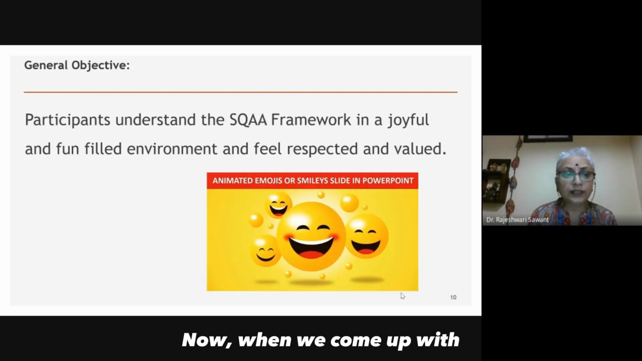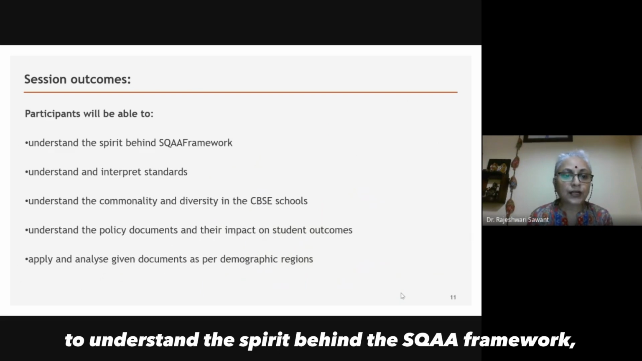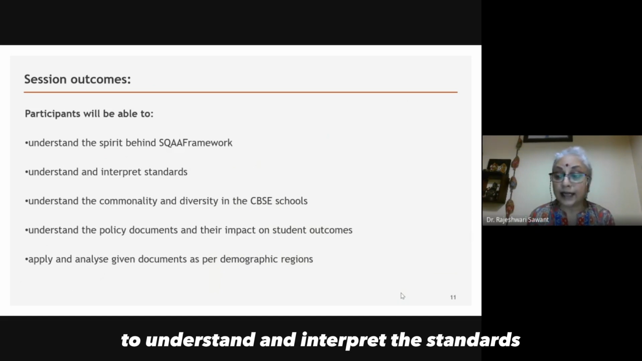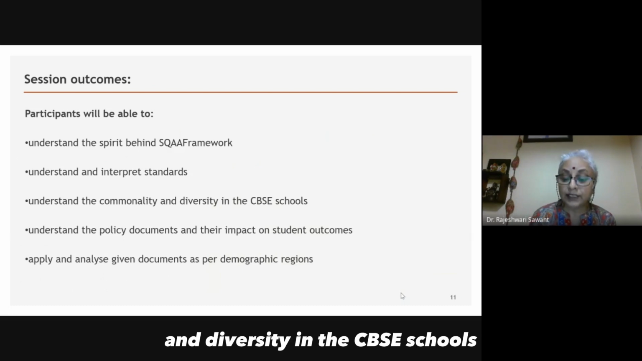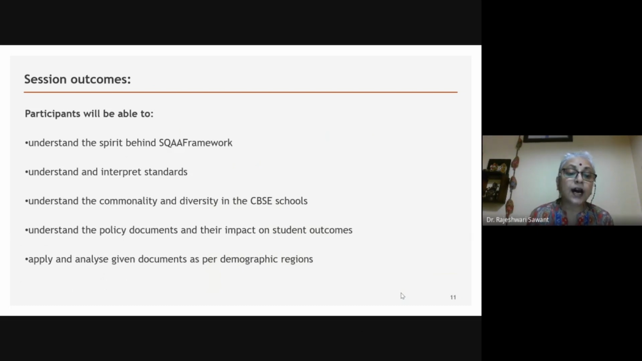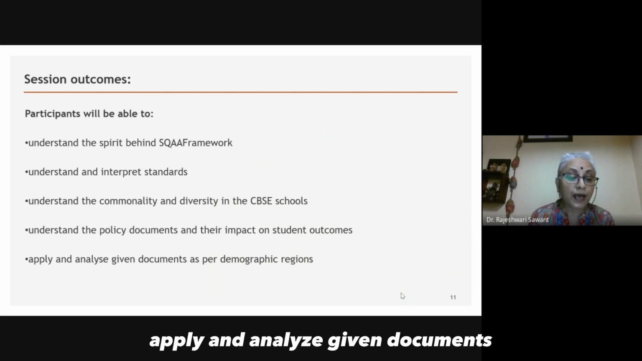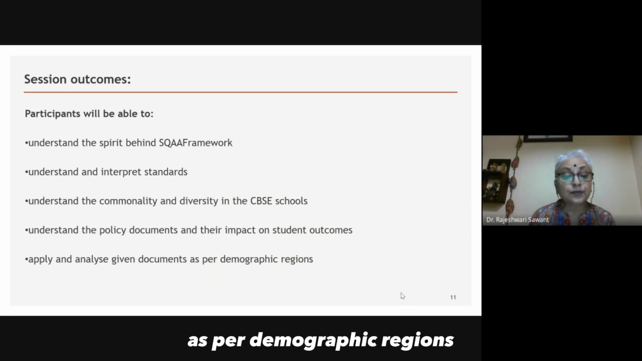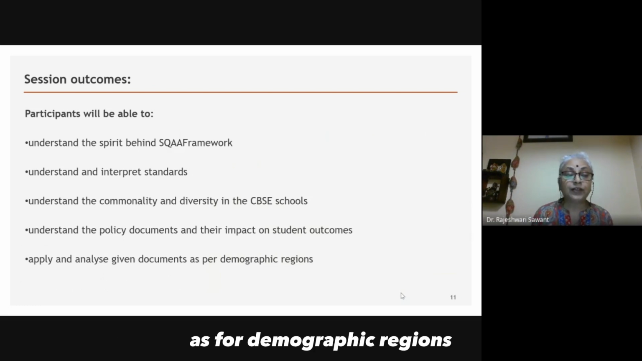Now, when we come up with the details of this particular domain, the idea is to understand the spirit behind the SQAA framework, to understand and interpret the standards that are defined in the domains, understand the commonality and diversity in the CBSE schools, understand the policy documents and their impact on student outcomes, apply and analyze given documents as per demographic regions.